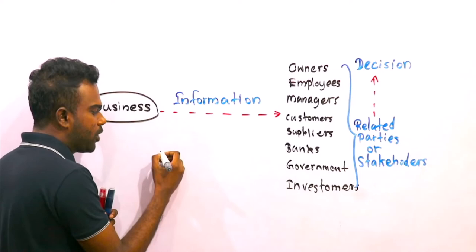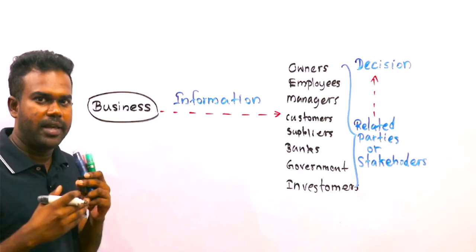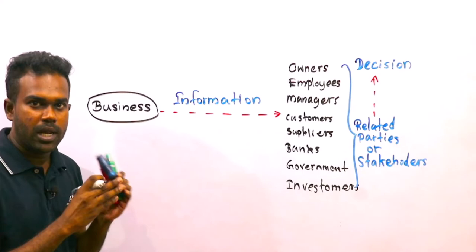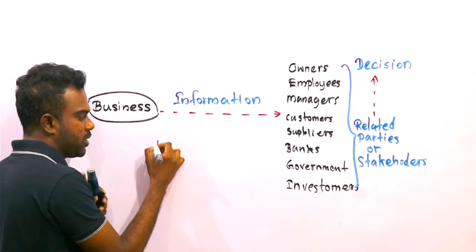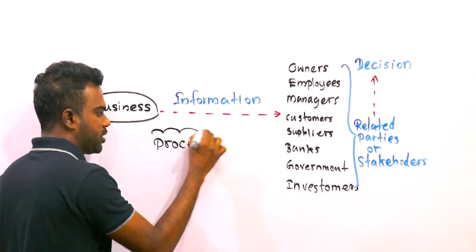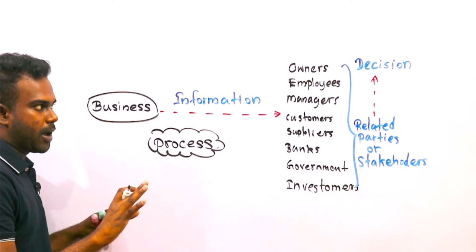The process over transactions, and we have to convert those transactions into information or records and reports. So there is a process. I'll write down here: process. Right, there's a process actually, right?